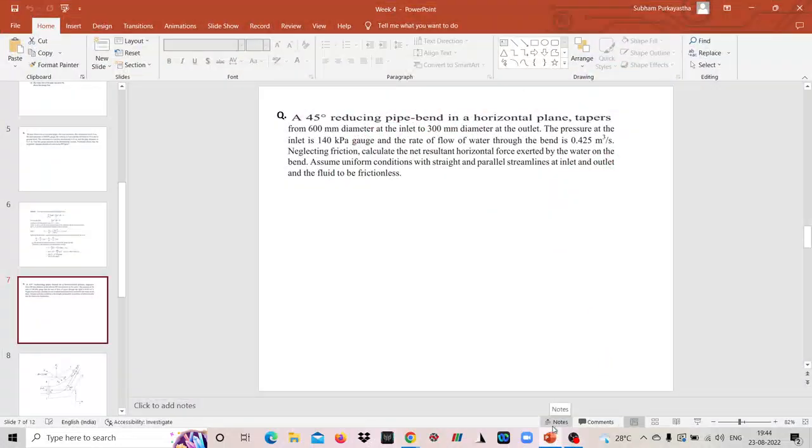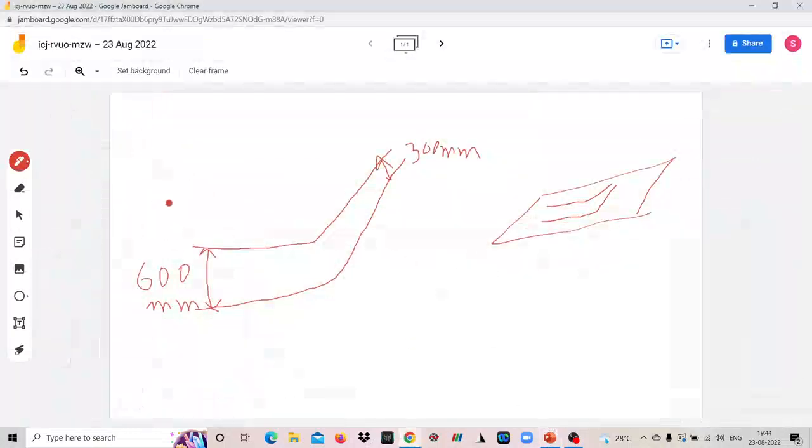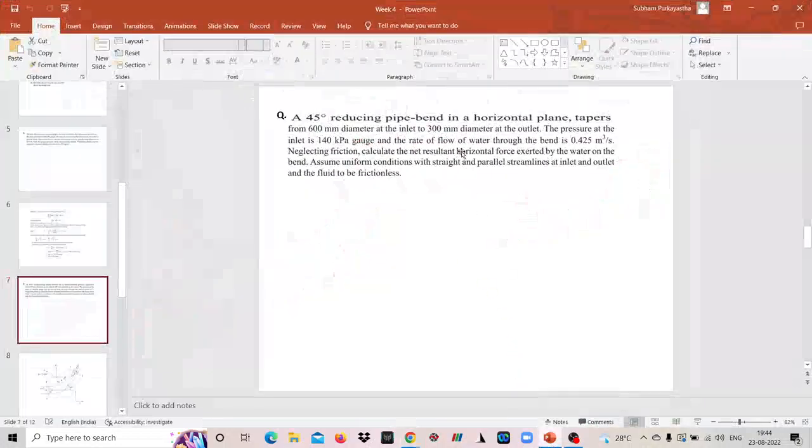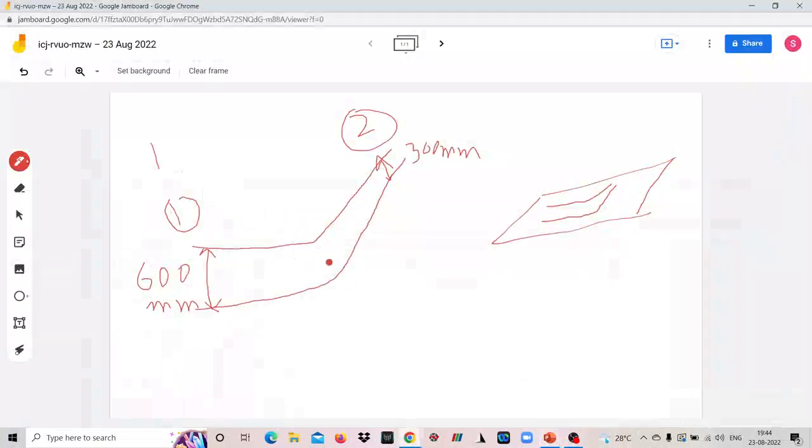Say I am writing inlet as section 1 and outlet as section 2. So P1, the pressure at the inlet, is given, and the discharge Q is given. Neglecting friction, calculate the net horizontal force exerted by water on the bend. The presence of this bend makes water exert some force on the bend, and the bend will exert an equal and opposite force on the flowing water. So you have to find that force.